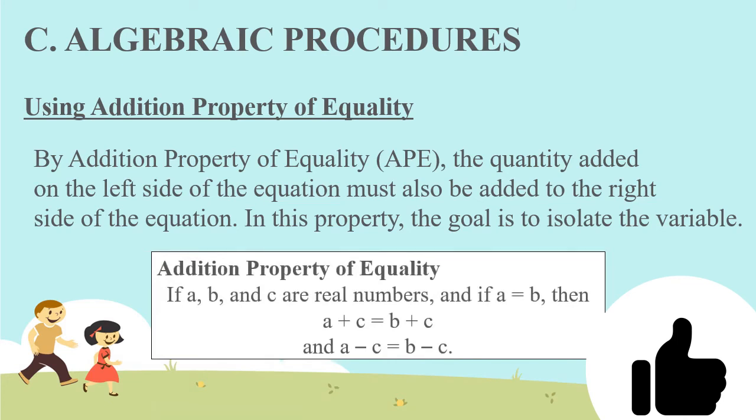Addition property of equality: if A, B, and C are real numbers, and if A is equal to B, then A plus C equals B plus C. So, there's an additional plus C. Another example: A is equal to B. If we add negative C to the left side, then we also add negative C to the right side. It doesn't change the result. That's the addition property of equality.